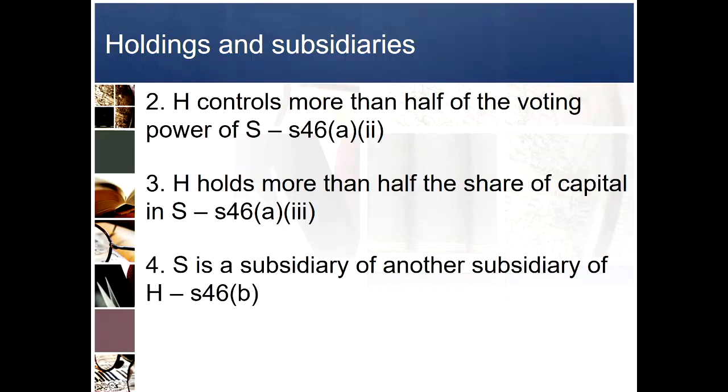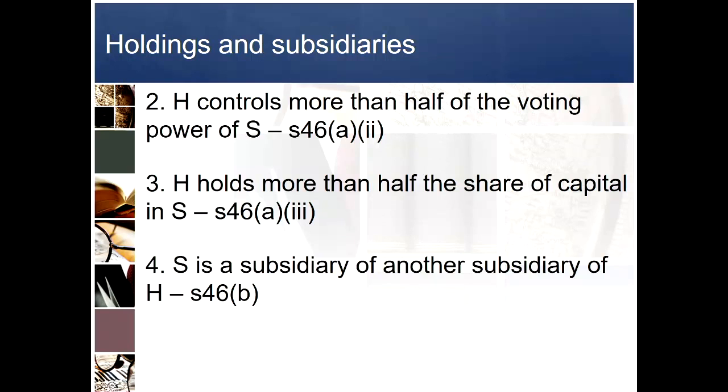I will just emphasise the key is more than 50%. In theory, if you have exactly 50%, you may not have a holding subsidiary relationship, especially if there are only 2 shareholders. If you've got 50% and the other shareholder has 50%, then we need to write some rules into the Constitution as to who has ultimate control.